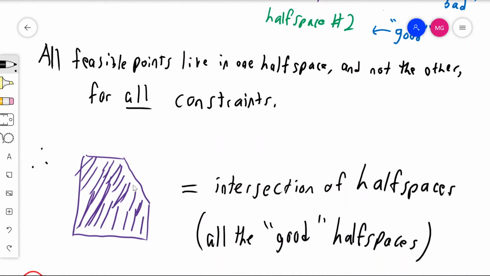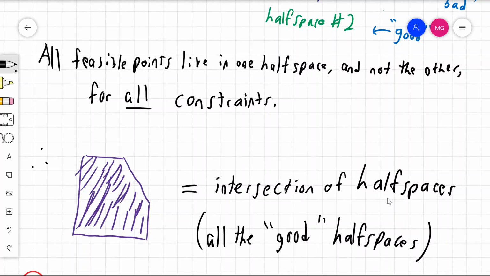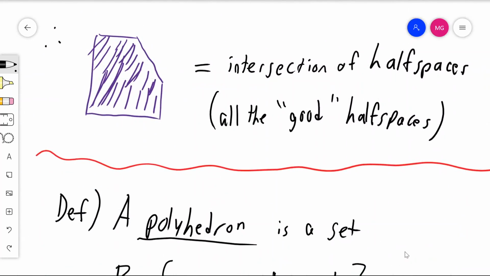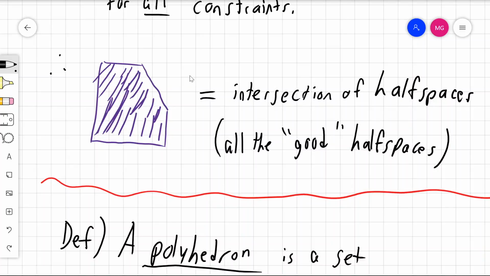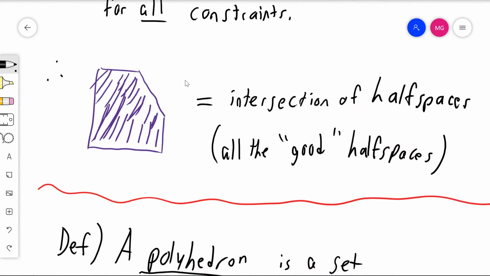And so, therefore, we can conclude that this purple set, this polyhedron, is equal to the intersection of half spaces. In particular, it's the intersection of the good half spaces. And so that's what a solution set looks like. It's always the intersection of the good half spaces. But in general, when you're asking what the set of solutions to my linear program looks like in space, well, it looks something like this, being the intersection of half spaces.